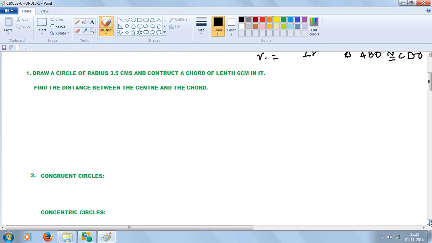Draw a circle of radius 3.5 and construct a chord of 6 centimeters in it. Find the distance between the center and the chord. So we will just draw some diagrams. Students can actually try with actual measurements; we are not trying here with actual measurements. So let us take this radius 3.5 and a chord of length 6. Let O be the center.